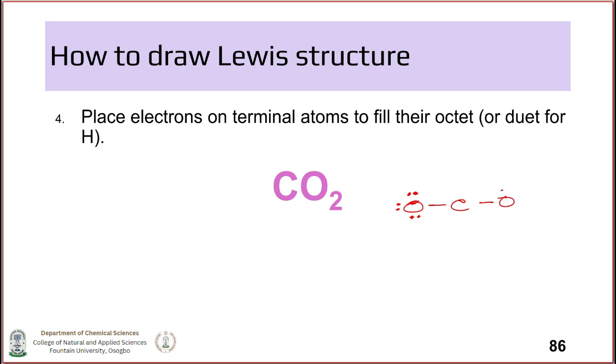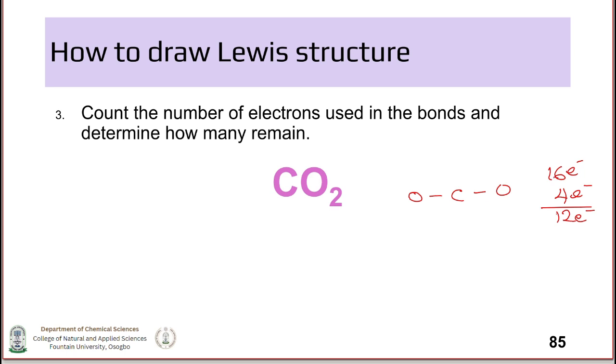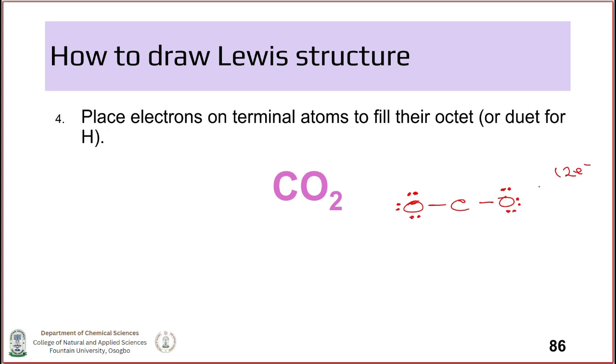So we're going to do the same thing for the other oxygen atom. That is what we are asked to do. Remember, I think we have 12 electrons left, right? And out of those 12 electrons, how many have we used? I think we've used all the 12 electrons already. 1, 2, 3, 4, 5, 6, 7, 8, 9, 10, 11, 12. So all the 12 electrons are used already.